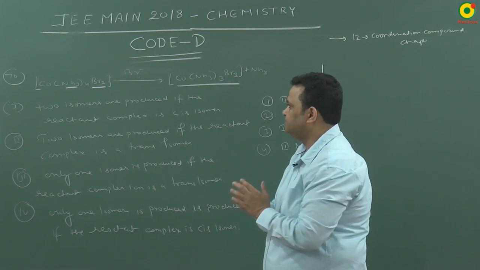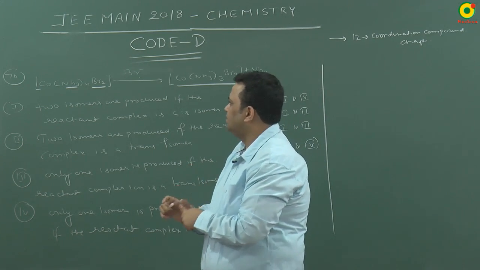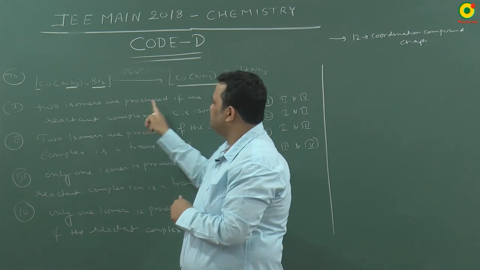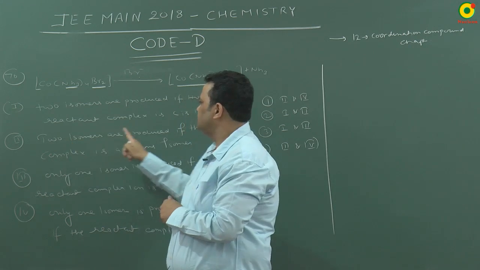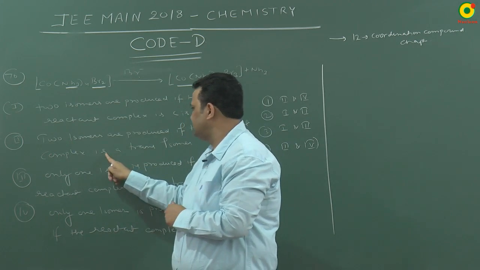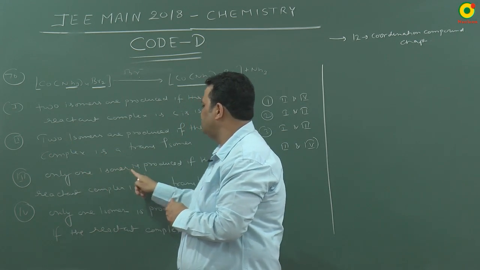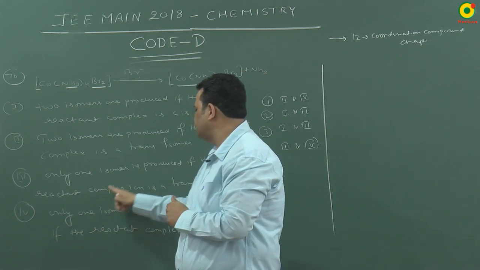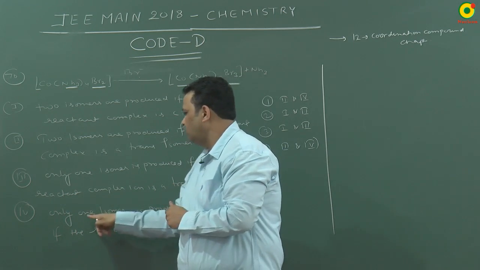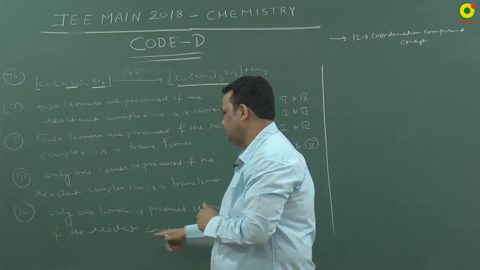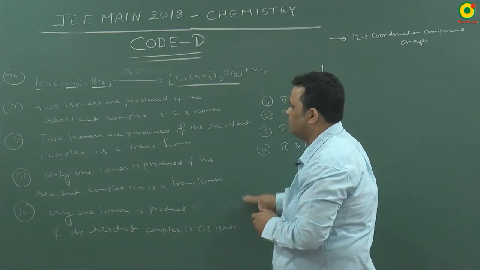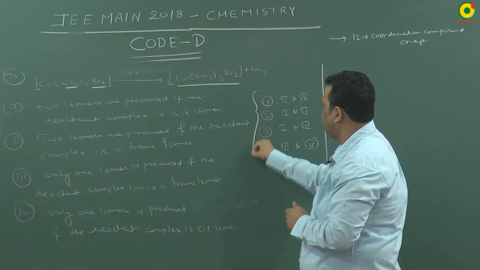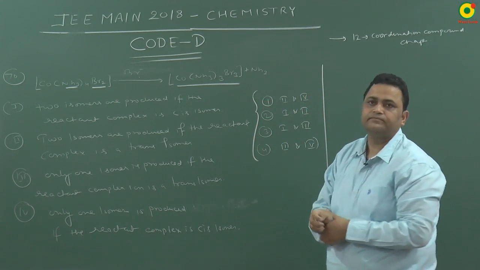Br are there. The options are: first, 2 isomers are produced if the reactant complex is a cis isomer; second, 2 isomers are produced if the reactant complex is a trans isomer; third, only 1 isomer is produced if the reactant complex ion is a trans isomer; fourth, only 1 isomer is produced if the reactant complex is a cis isomer. Okay, these are the options first, second, third and fourth.